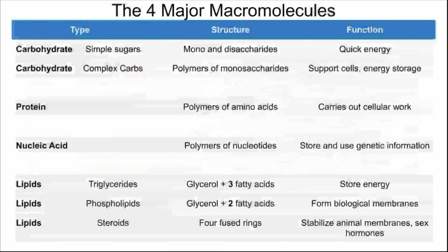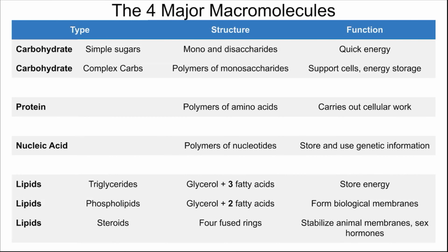The last major macromolecule that we'll discuss are lipids. The structure of triglycerides includes glycerol and 3 fatty acids. Triglycerides are used in the storage of energy. Phospholipids contain glycerol and 2 fatty acids, and these often form biological membranes. Some lipids form steroids. Structurally, steroids have 4 fused rings. Steroids function to stabilize an animal's membranes, and they also serve as hormones. Examples include sex hormones like estrogen and testosterone.